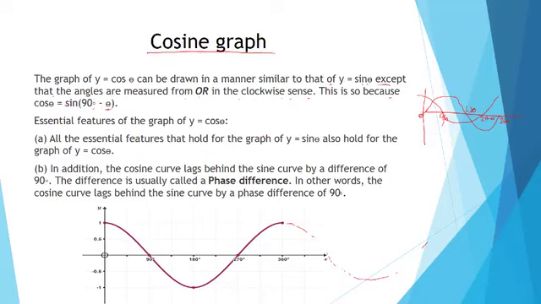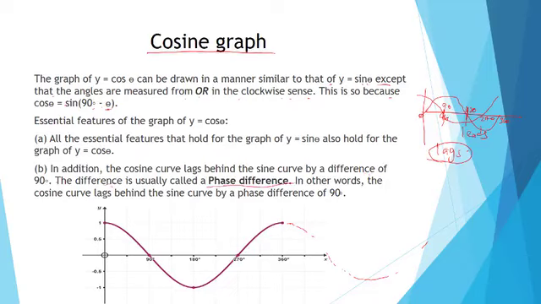So the difference between the cosine graph and the sine graph is just that the sine graph is leading the cosine graph by 90 degrees, because for the sine graph the first point was 180, while for the cosine graph the first point is 90. So that is to say the sine graph leads by 90, while the cosine graph lags. We use the word lags by 90 degrees. In addition, the cosine curve lags behind the sine curve by a difference of 90 degrees. The difference is usually called a phase difference.